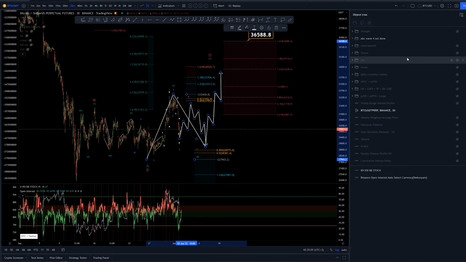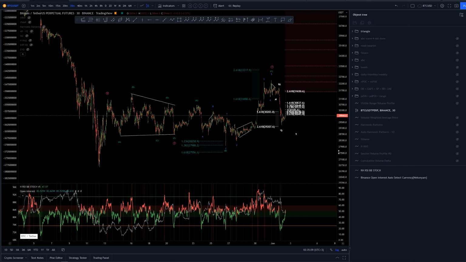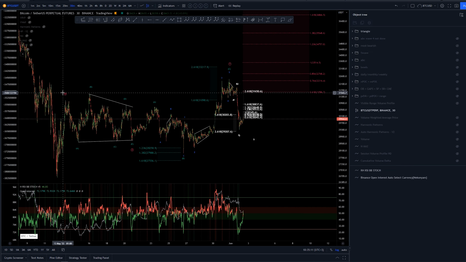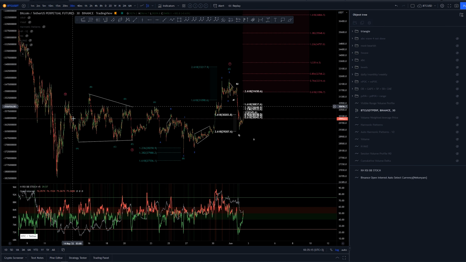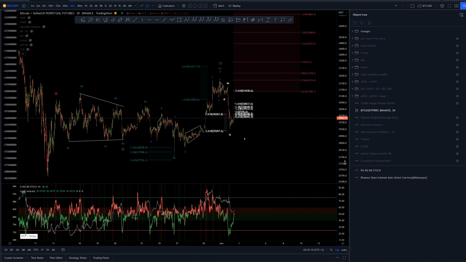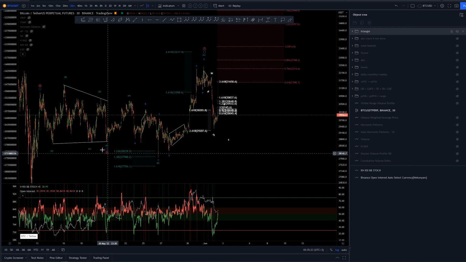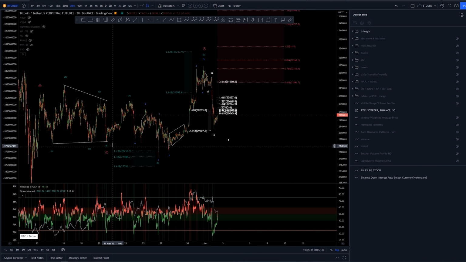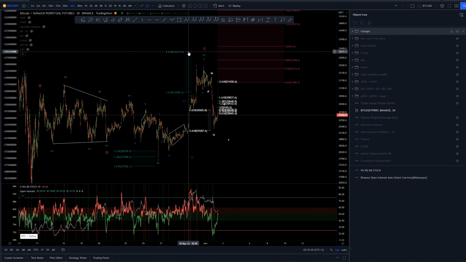Let's put these guys back into the folder, and let's check out another possibility here. On this one, instead of W being here, we have it here. We have a WX as a triangle, and then we would have 3 waves coming to the wave Y. At this one, we have an expanded flat here for the last leg, A, B and C. C is really extended, coming up almost to the 2.618 here.